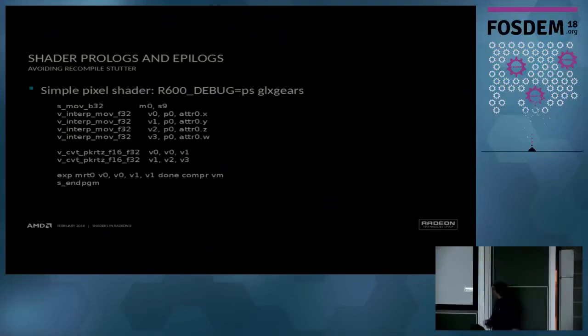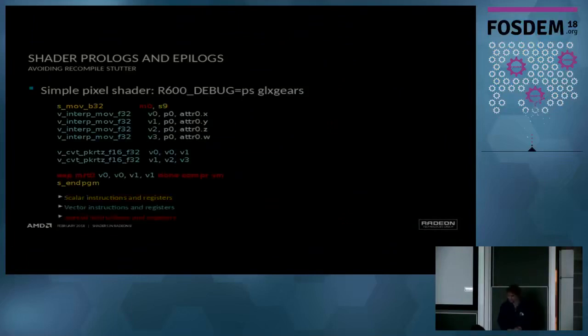So this is one of the simplest possible pixel shaders, which I extracted by running this glxgears command. And this is just the assembly that we output. I'm biased, of course, but I think of all the desktop GPUs, we have the nicest assembly. To make sense of it, I should maybe tell you a couple of things.